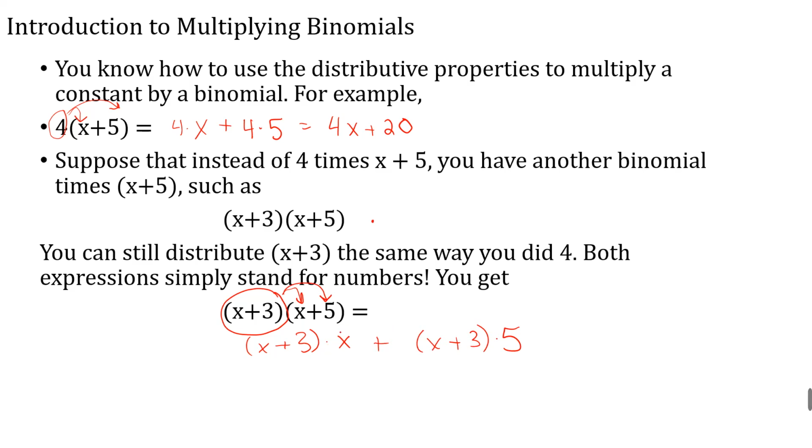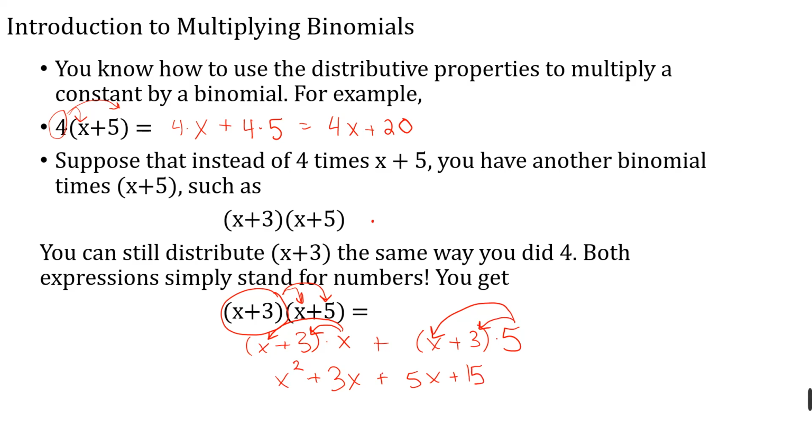And first we'll distribute our x to the x and the 3. X times x is x squared. 3 times x is 3x. And now we'll distribute the 5. 5 times x is 5x. And 5 times 3 is 15.